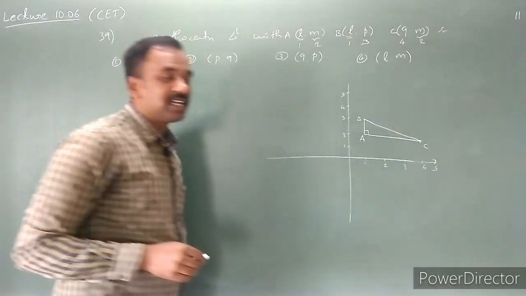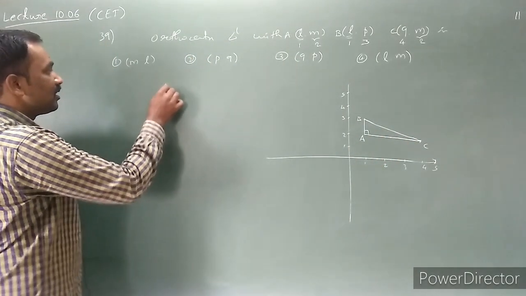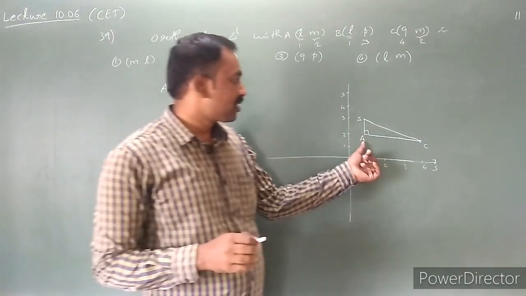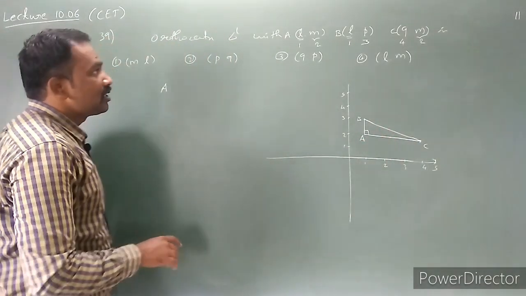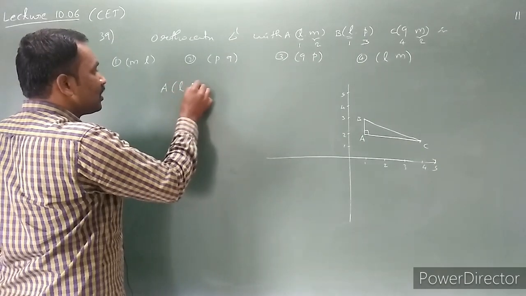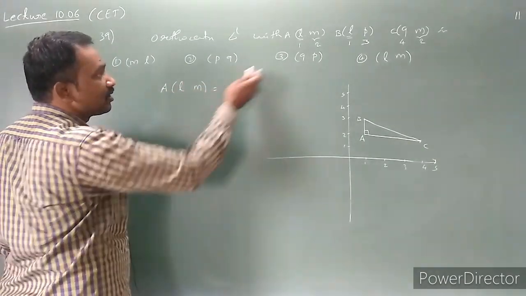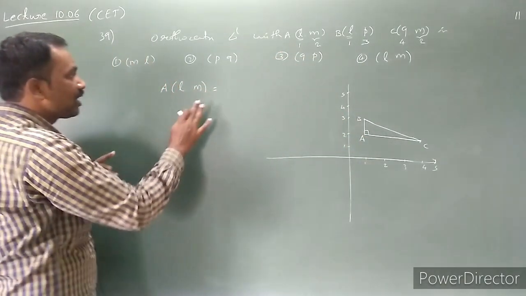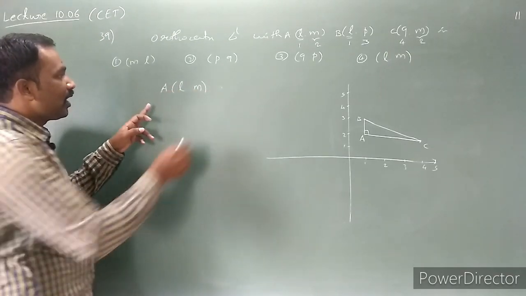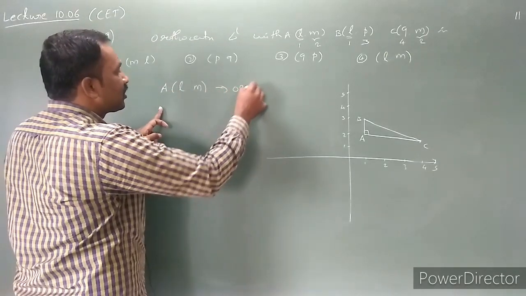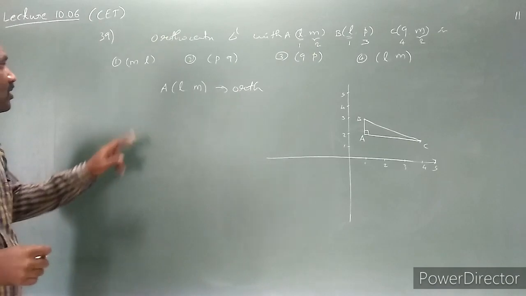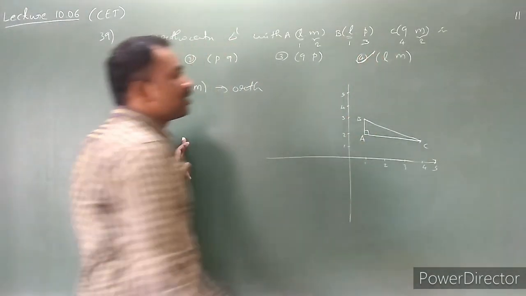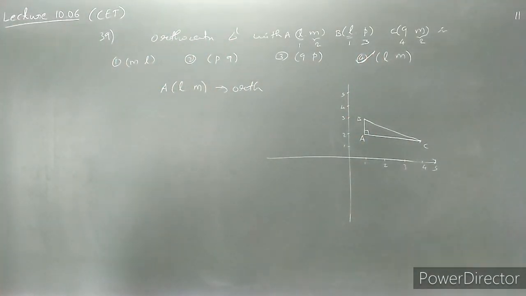Which angle is 90 degrees? Sorry, at the vertex A, it is 90 degrees. What is the vertex A? (L, M), which is (1, 2). We don't need the (1, 1). So the required orthocenter of the triangle is what? (L, M). Which option is that? The fourth option, (L, M), is the required proper answer for the present problem.